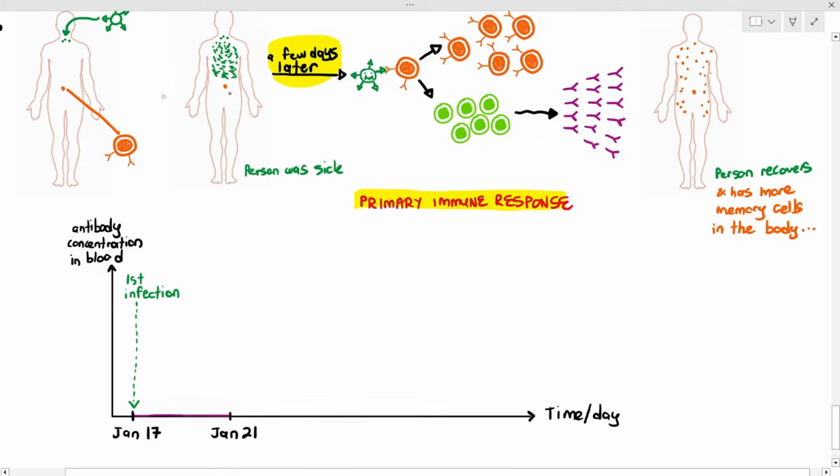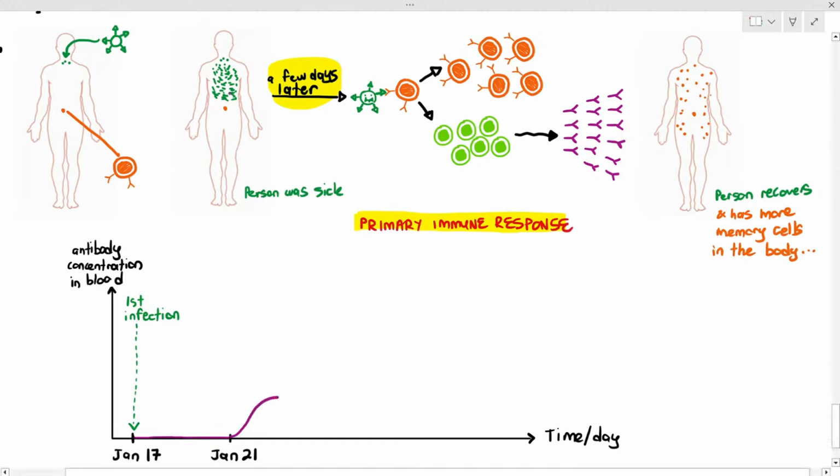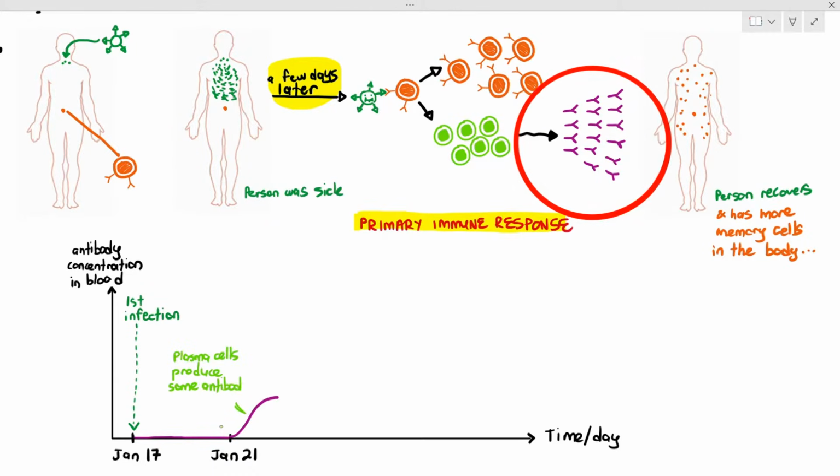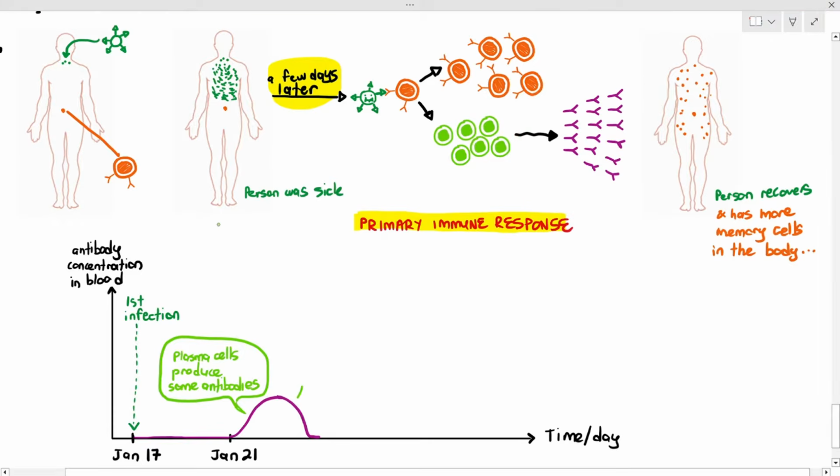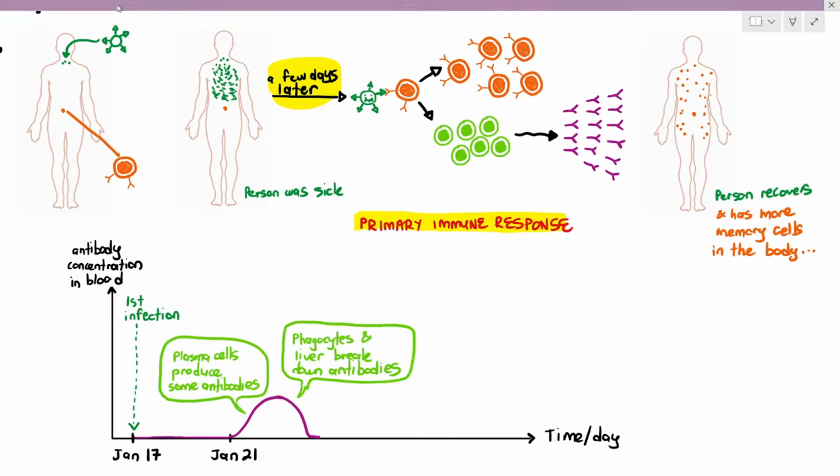And your plasma cells will secrete some antibodies in the beginning, as you can see there. Wherever I'm circling corresponds to that part of the graph. After the antibodies bind to the pathogens, they are broken down by the phagocytes and also your liver. So that's good, that's fine. And after that, they will decrease and your body has eradicated the pathogen. That's good. Now, a few months later, let's say the 21st of June, your body had a second infection of the same type of pathogen, right?